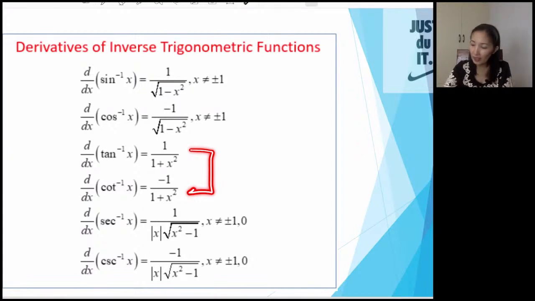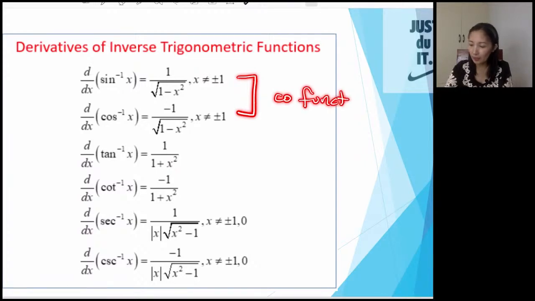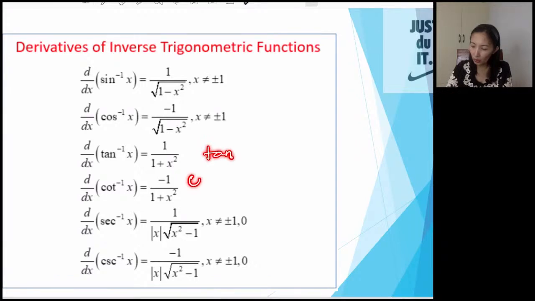In fact, look at the names: sine and cosine. These two are co-functions. And look at this pair also: this is tan, and this is co-tan. They are co-functions.